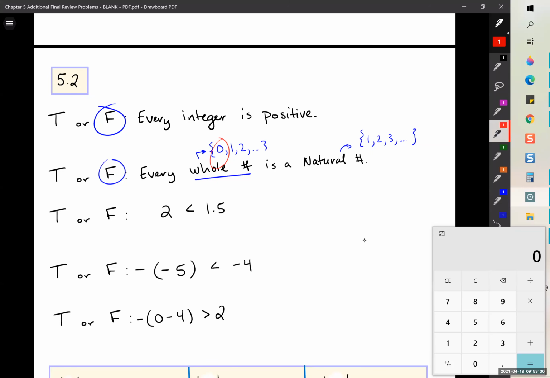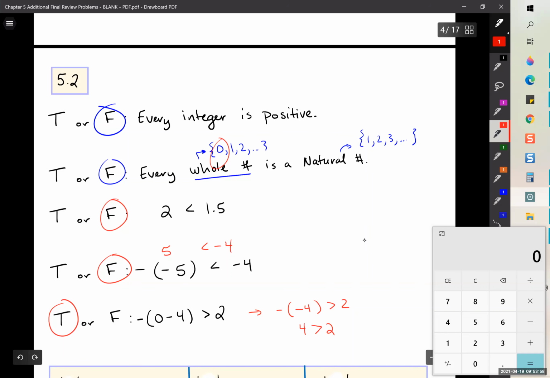Next up, did y'all get false? 2 is not less than 1.5. Good. Now this one we might need to simplify first. Negative of a negative actually becomes a positive. So this statement is negative 5 is less than 4, which is false. Again, here we should simplify first. Deal with within the parentheses first. 0 minus 4 is negative 4. So minus a negative becomes a positive. So this is really saying positive 4 is greater than 2, which is a true statement.